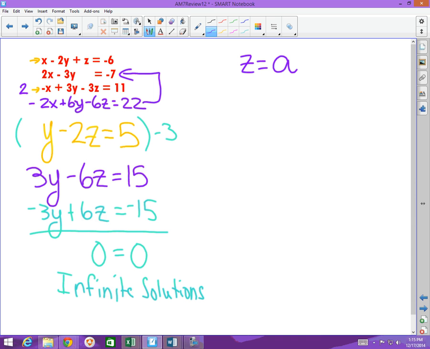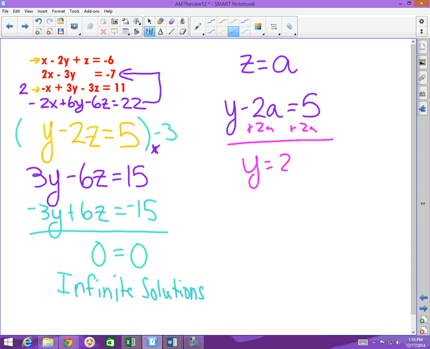So we solve for one of the other variables by using one of the equations that has two variables in it, like this one right here. It is y minus 2a equals 5. Adding 2a to both sides gets you y equals 2a plus 5.